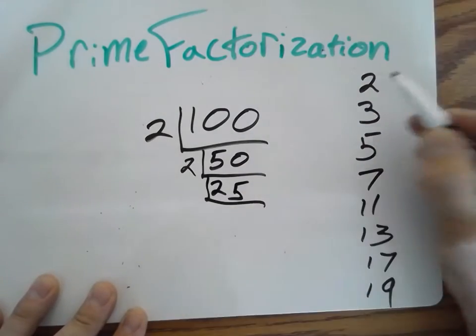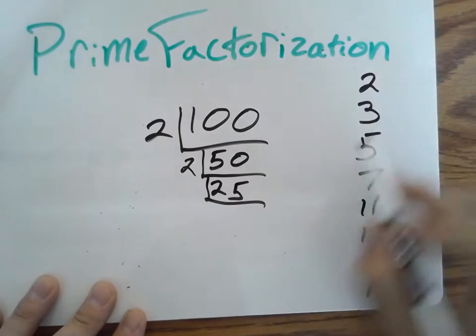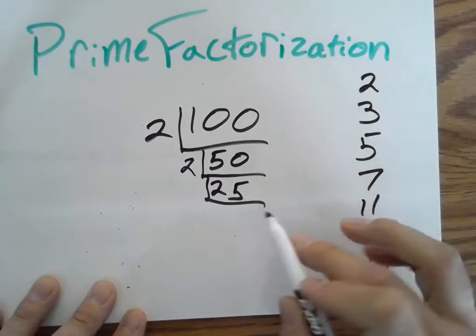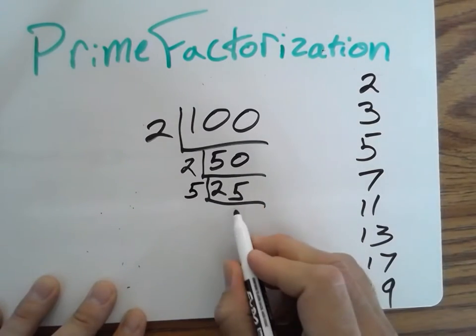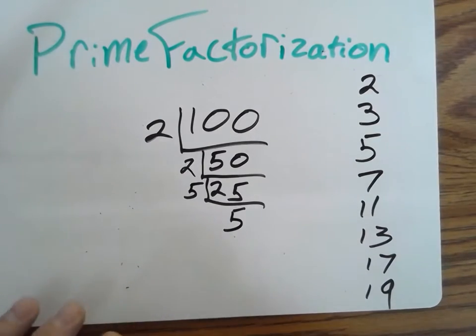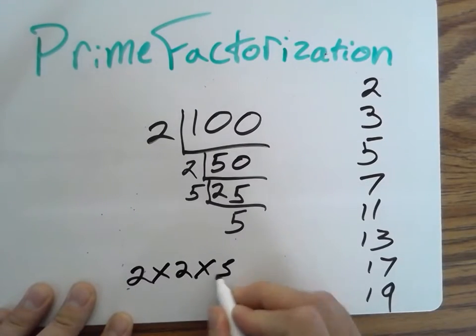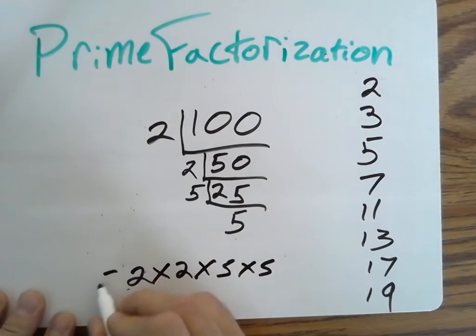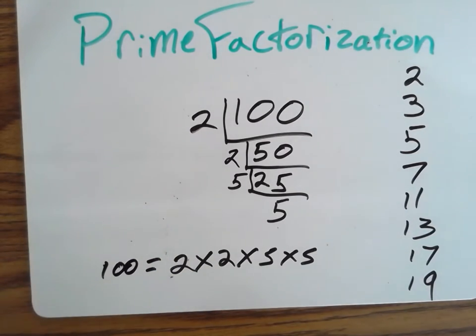Same bracket. Does 2 go in? No, it does not. Does 3 go into 25? 2 plus 5 is 7. This is not divisible by 3. Does 5 go into 25? Yes it does. 5 times, and then 5 is my answer here. So since again I've rendered a prime number, I get my answer 2 times 2 times 5 equals 100. That's the prime factorization using the ladder cake method.